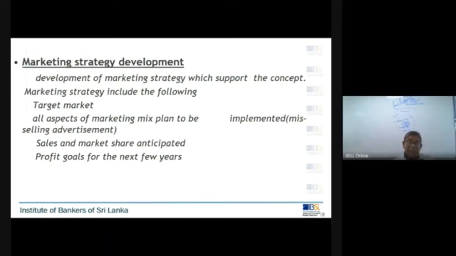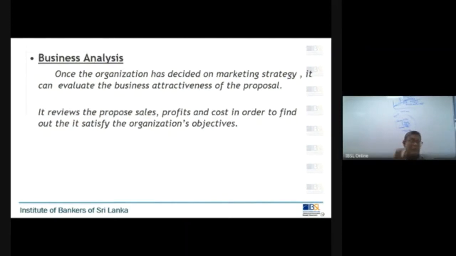Then you need to look at how I'm going to use my marketing mix elements to sell this product. What are my profits? How many accounts am I going to develop, or how many accounts am I going to target? All these come under marketing strategy development. Once you develop your concept, you look at the marketing strategy. Next step, we discuss business analysis.